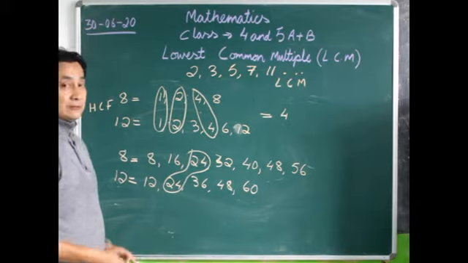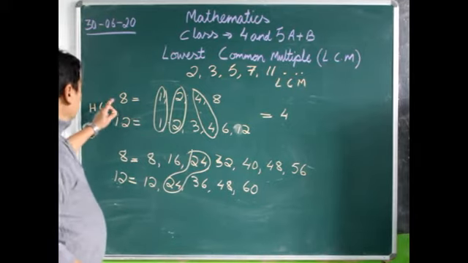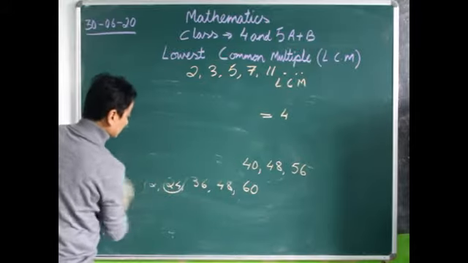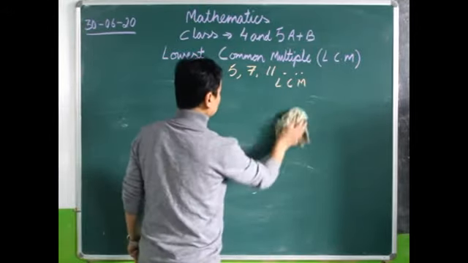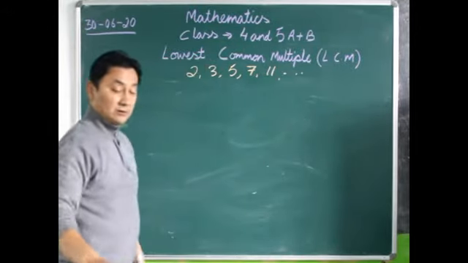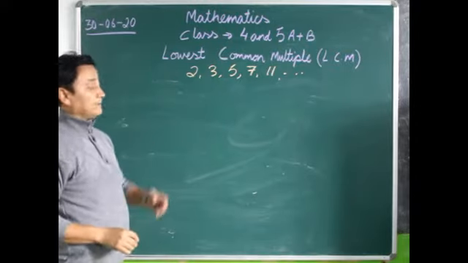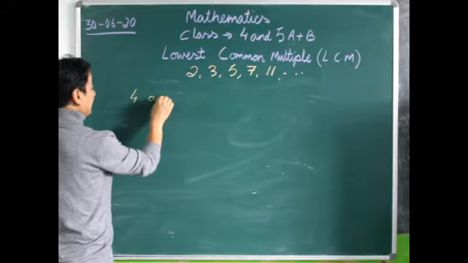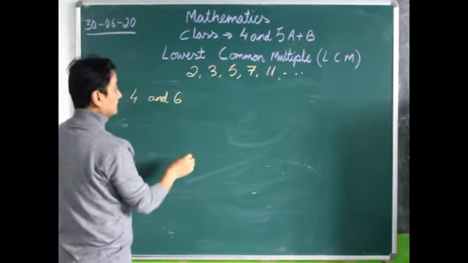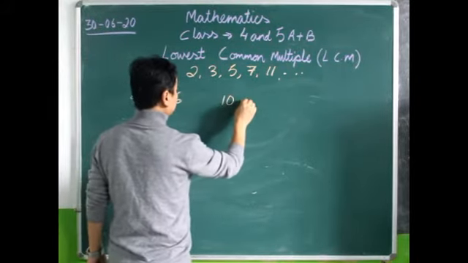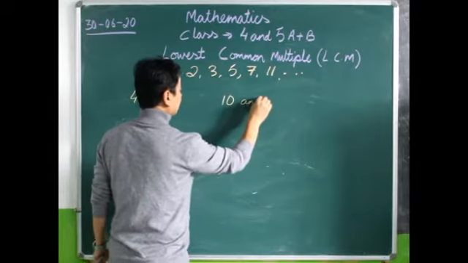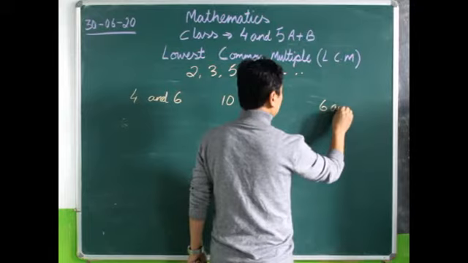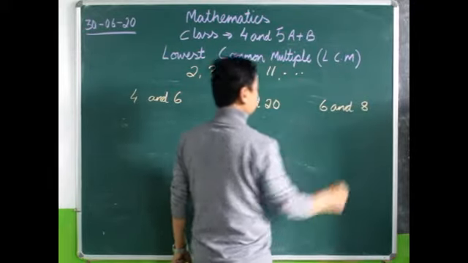Now this is just an explanation to show you about HCF and LCM. Now let's get back to how we should do the sum. We have to use only prime numbers. Let's start with 4 and 6. Find the LCM of 4 and 6. Find the LCM of 10 and 20. Find the LCM of 6 and 8.